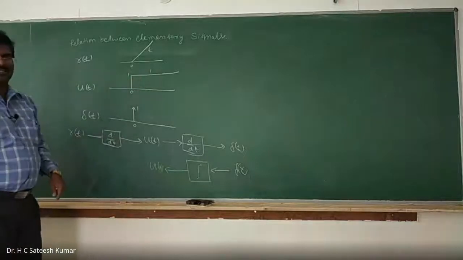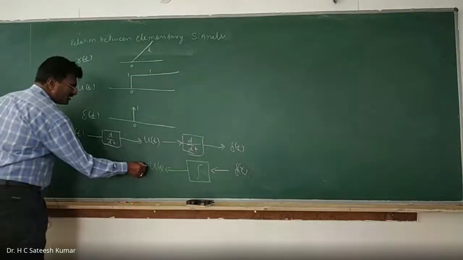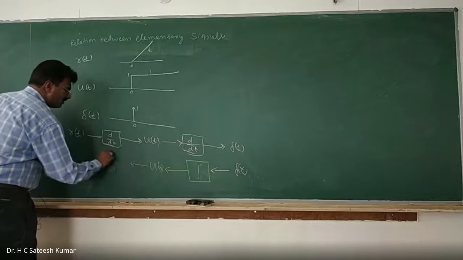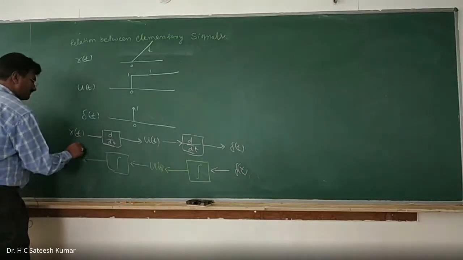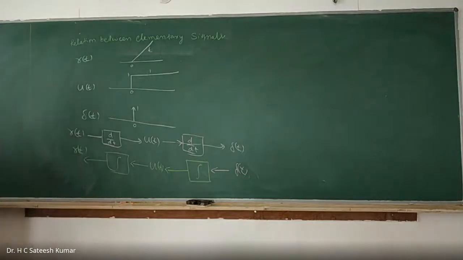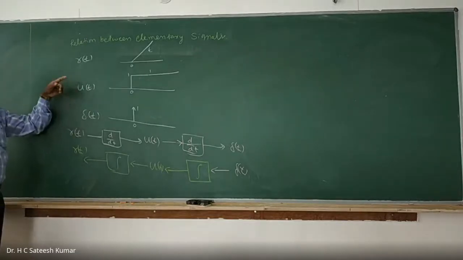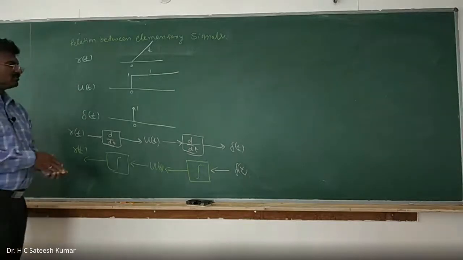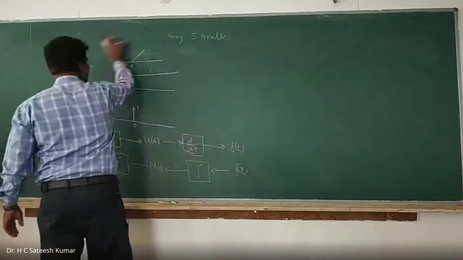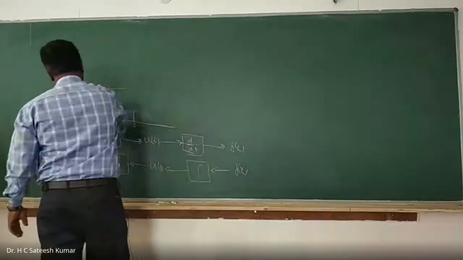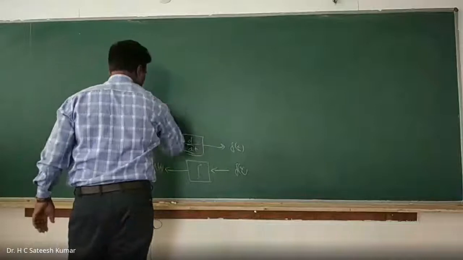Integration of 1 is t. So therefore, integrate this one. If you integrate this one, what will you get? You will get r of t. So that is the relation. Differentiation of r of t is u of t. Differentiation of u of t is delta of t. Similarly, integration of delta of t is u of t. Integration of u of t is r of t. This you should remember. Okay. Now, based on this, we shall have few problems. Now we shall have some examination problems related to this.